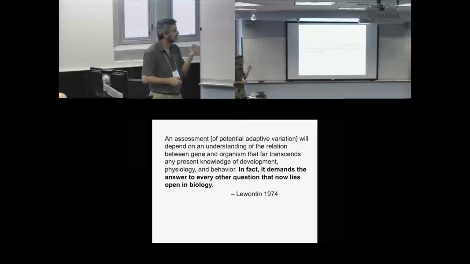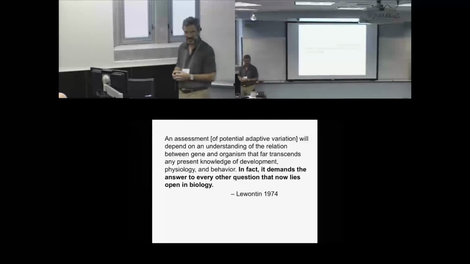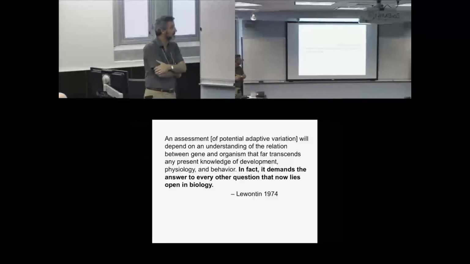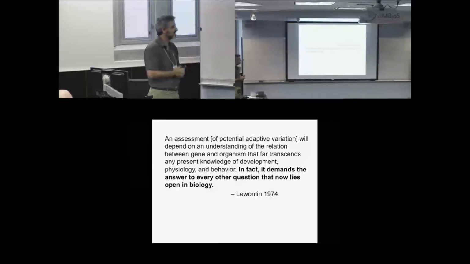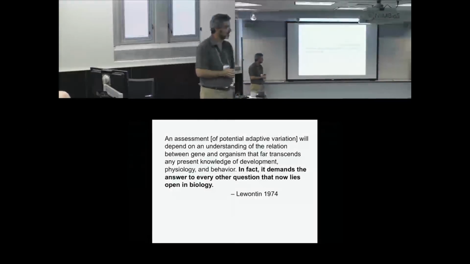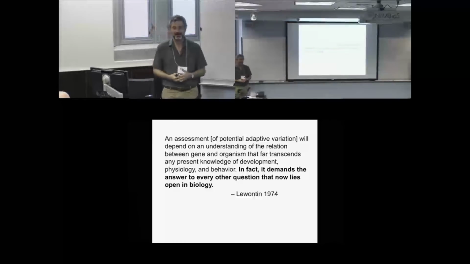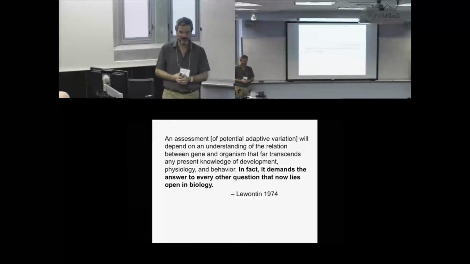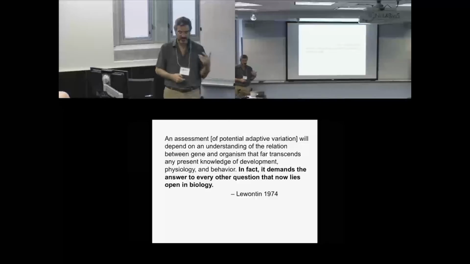So basically the idea is that we want to understand the genetic basis of adaptation. And he says the assessment of adaptive variation will depend on understanding the relationship between the gene and the organism that far transcends any present knowledge of development, physiology, and behavior. That is, if we actually want to do what I've just been talking about, it demands that we answer every other question that now lies open in biology. So to really do this properly, it is the question of biology: what is the relationship between genotype and phenotype. So it's difficult.